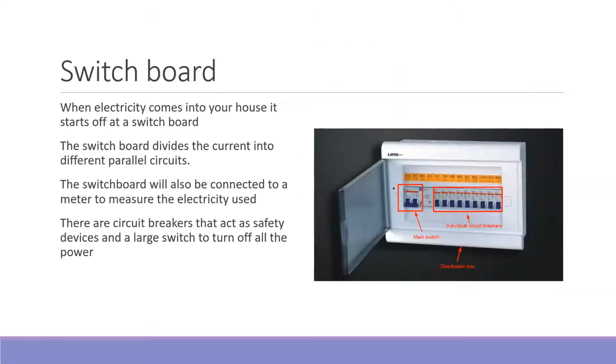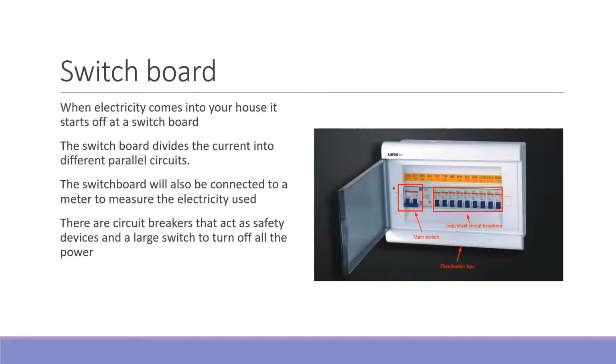Let's start the topic with the power coming into the house. The first place the electricity goes to when it comes to your house is a switchboard. Now you guys should all have a switchboard somewhere in your house, probably near the front, usually in a box. Sometimes they used to be wooden, but it depends how old your house is. They're usually now a metal enclosure. And this is where electricity comes into your house. It starts off with a switchboard.